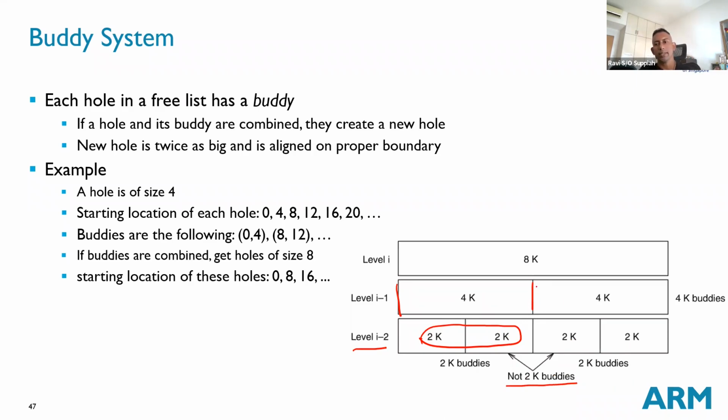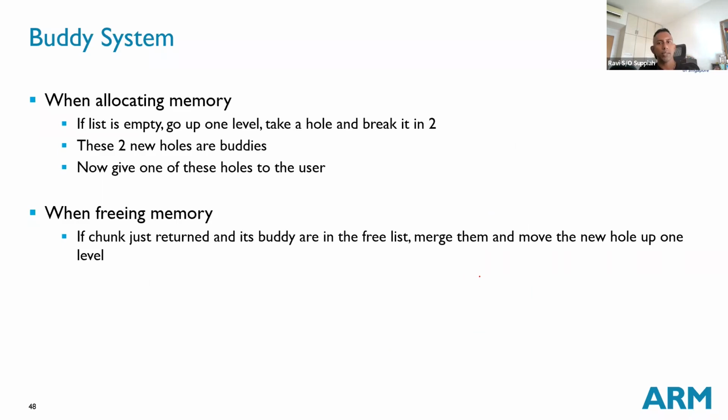Why is this boundary important? It makes sure that when you merge, you keep the original free list intact. The original free list is where you always divide by 2 from the highest to the lowest, so when you merge back, you go back in that same order. That is the idea of the buddy system: you always break it up into pairs, and then you merge based on the boundary.